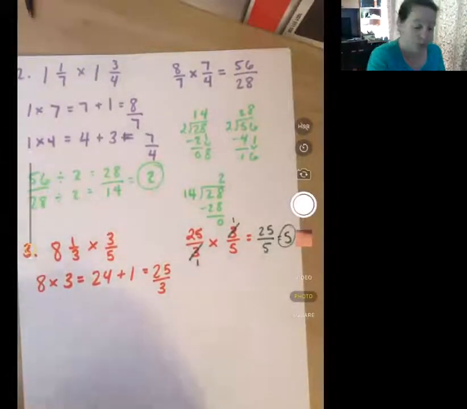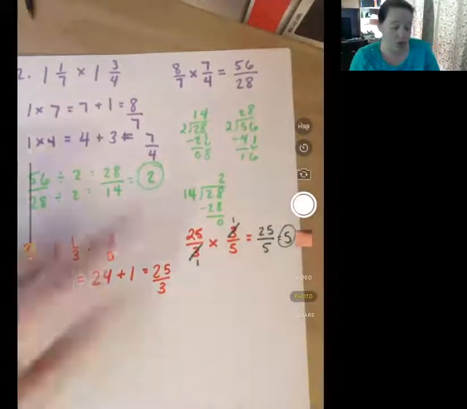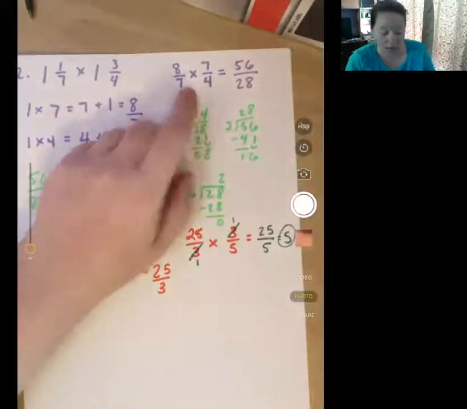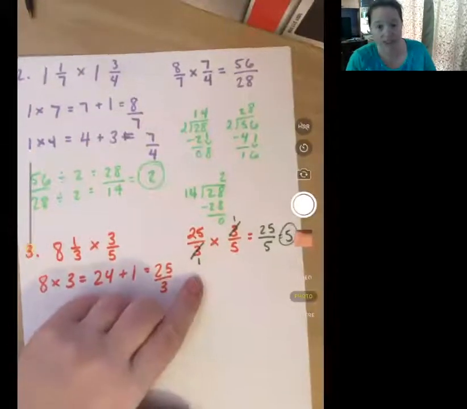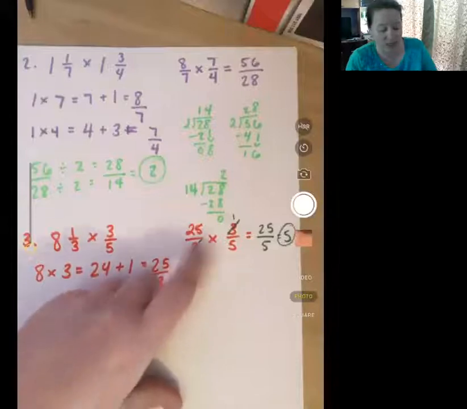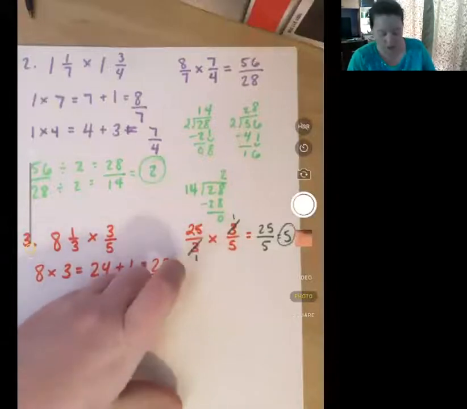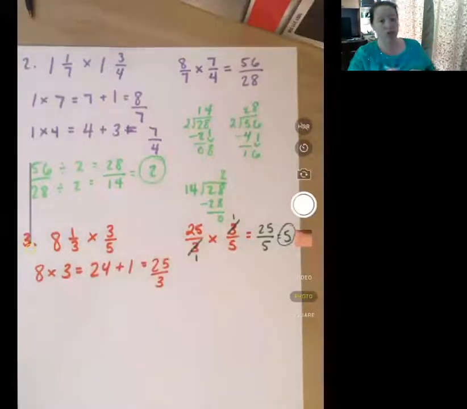Let's look at the next one. You could do it this way too. You don't have to do it this way. It's just I noticed that there was a 3 and a 3, and so I could have crossed those out. Let's look at the next one.